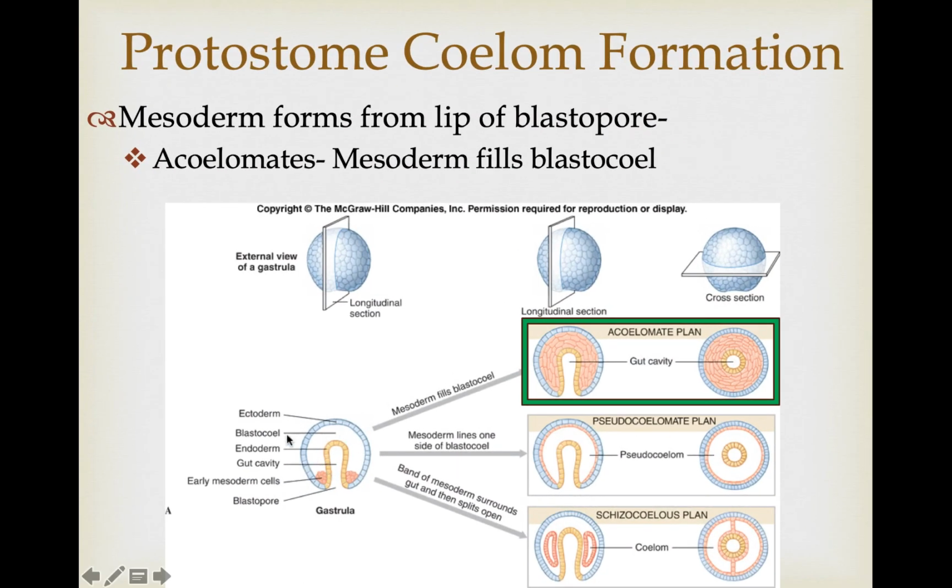And again, if we start off with a triploblastic animal, if we look at those that are protostomes, some of those are going to just produce acoelomates. And the mesoderm that forms from the lip of the blastopore is just going to expand to fill the entire space between the endoderm and ectoderm.